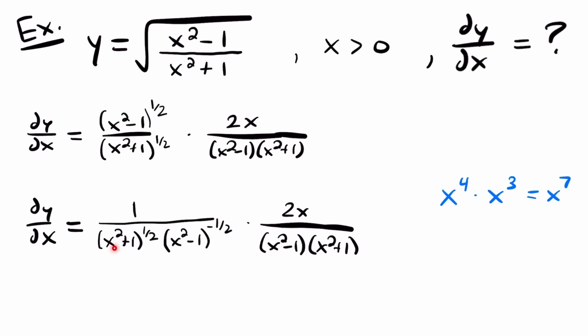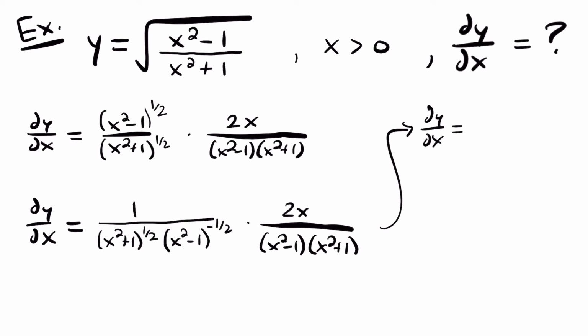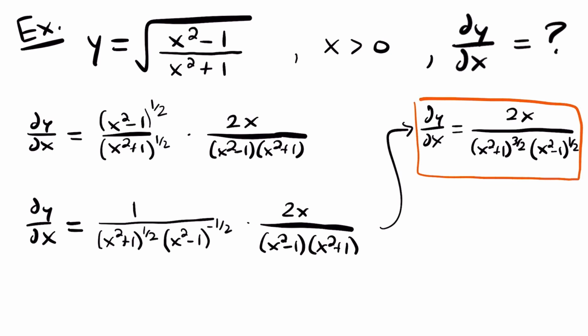If we multiply (x squared plus 1) to the 1/2 power times (x squared plus 1) to the 1st power, we're going to add 1/2 and 1, and that will be to the 3/2 power. And the same for this quantity and this quantity, we will add negative 1/2 and 1 to get positive 1/2. And so what we'll have is that the derivative dy/dx is equal to 2x divided by (x squared plus 1) to the 3/2 power times (x squared minus 1) to the 1/2 power. All right, and so this is the final answer, or the derivative dy/dx of our original function.